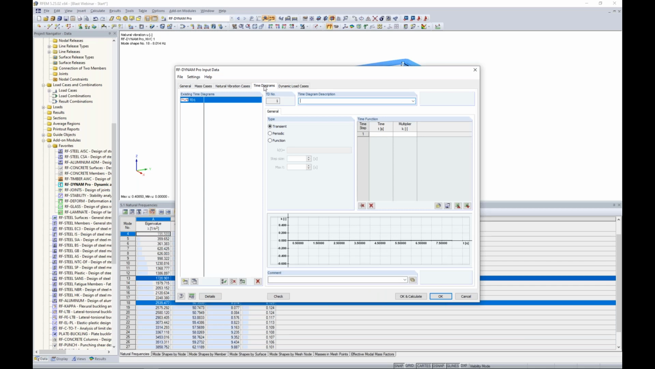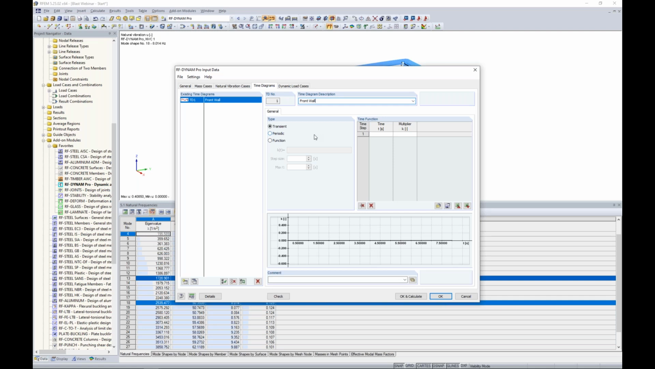So this is where we are going to input the information that we solve for within the PowerPoint to tell the program how these loads that I've applied back in RFEM as load cases will vary with magnitude and over time due to this blast load. So the first time diagram that we want to specify is going to be our front wall.